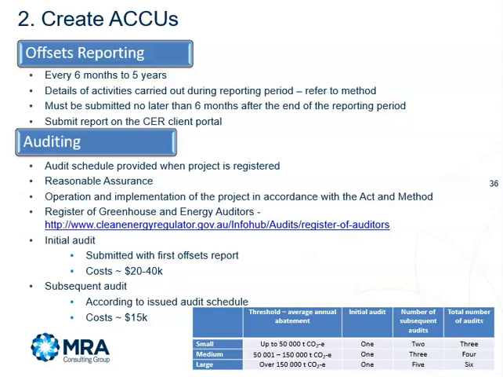Initial audits can cost anywhere between $20,000 to $40,000, depending on the scale and complexity of the project, while subsequent audits may be around the $15,000 mark. Note that audits are not funded by the regulator. Project proponents or their partners are responsible for commissioning audits. Proponents will need to appoint a registered greenhouse and energy auditor. You can find a list of these on the CER website.